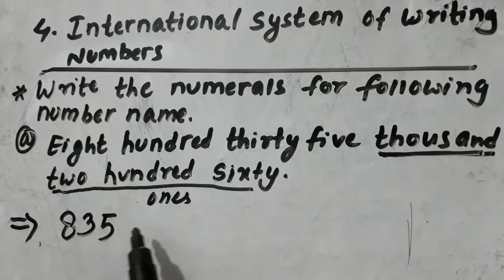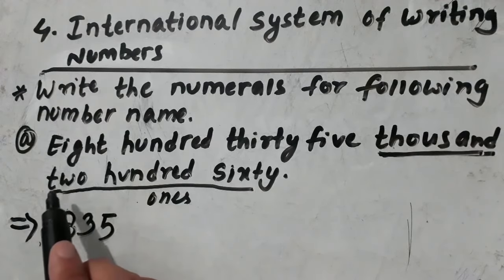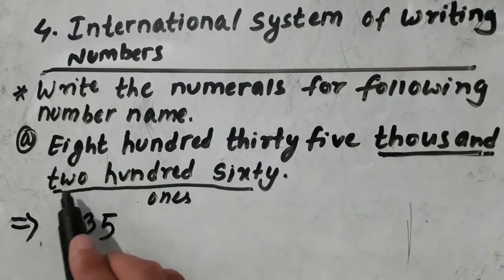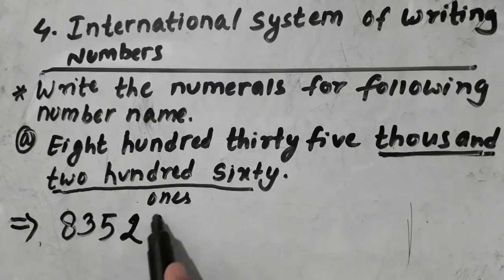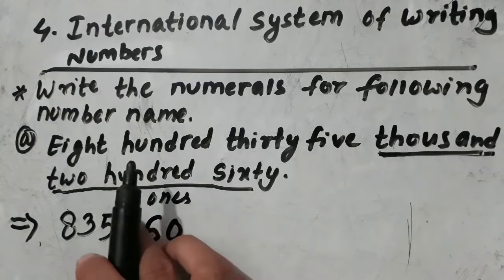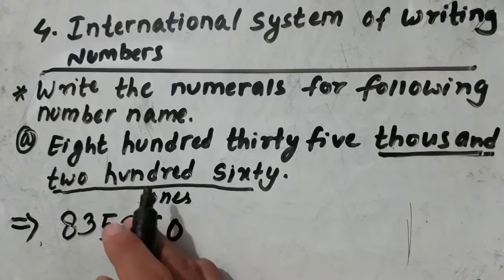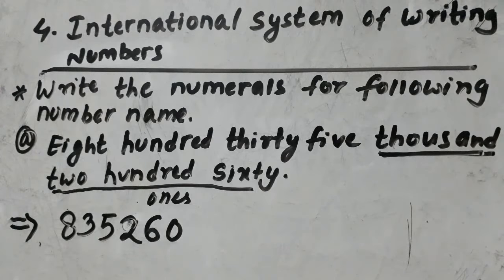Now let's come towards the period of ones. In the period of ones, there is 260. So students, 260 means 260. In this way we have written the numerals for the number name 835,260.